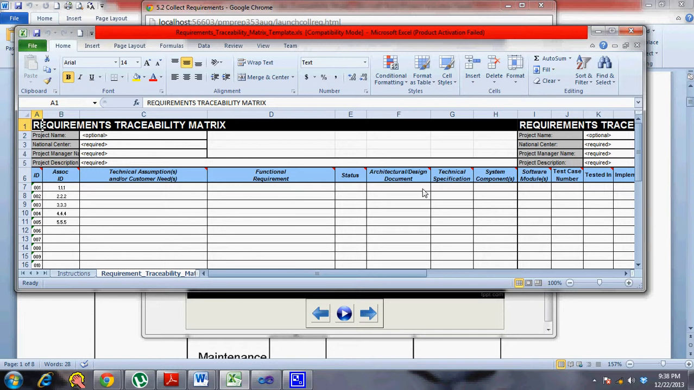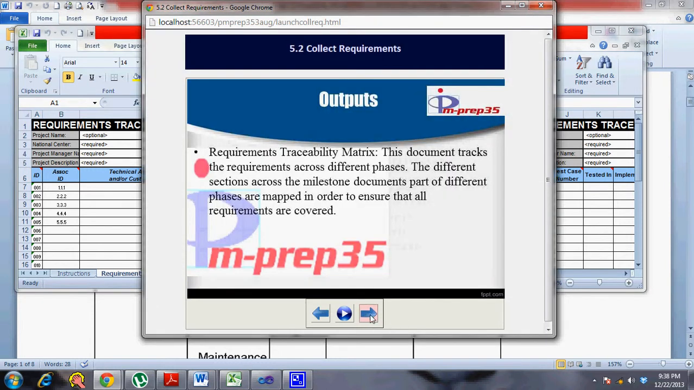So the requirement traceability matrix has a column for all the phases and a placeholder wherein you can write the section number wherein each requirement is tracked. So that's also an important output of this particular process. So that's about this particular process.